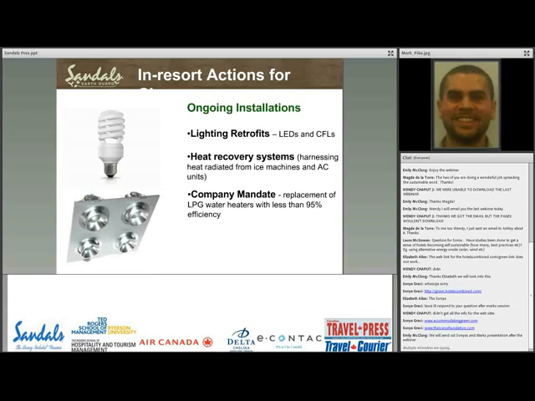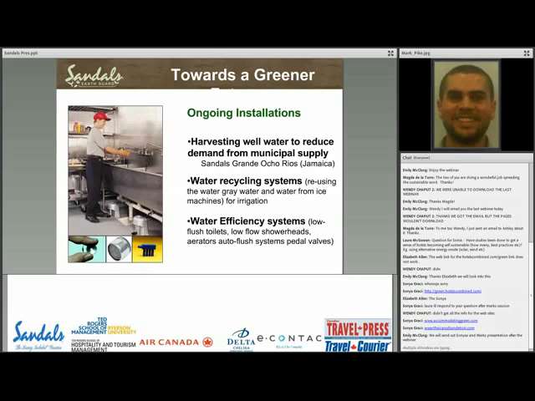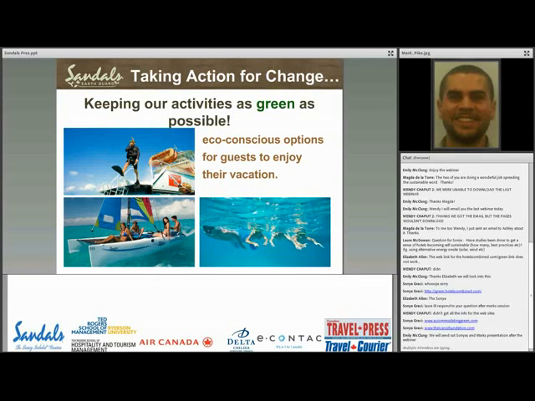In resort actions, including retrofitting lighting, heat recovery systems, and setting a general company mandate of some of the specifications that has to be used in all our resorts so that we can properly manage our energy consumption. Also, to make sure that water is recycled. For example, the reusing of gray water from ice machines for irrigation, better water efficiency systems, low flush toilets, low flush shower heads, aerators, auto flush systems, pedal valves, and so on. So in all the elements that we can impact the environment, we try to conserve as well as make a positive impact.